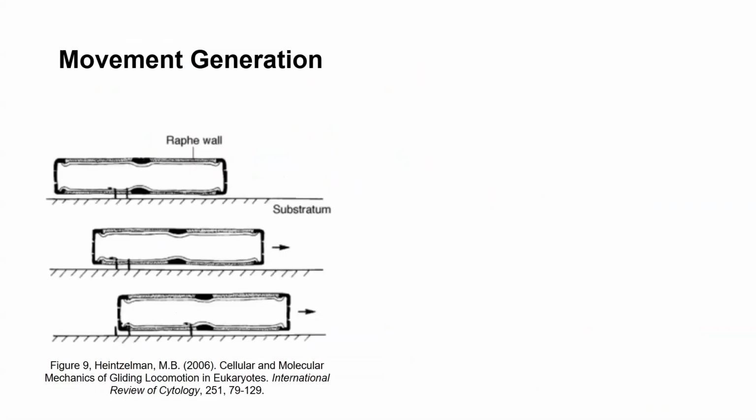So then we wanted to answer questions about movement generation, and this is how it generates movement. It moves against a substrate, uses the cell wall to facilitate the movement, and it's gliding across the substrate. And there are different proteins that it secretes as well that lubricate the substrate so it can move. And that's the standard hypothesis of movement.